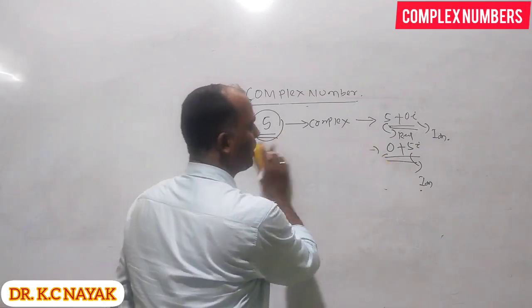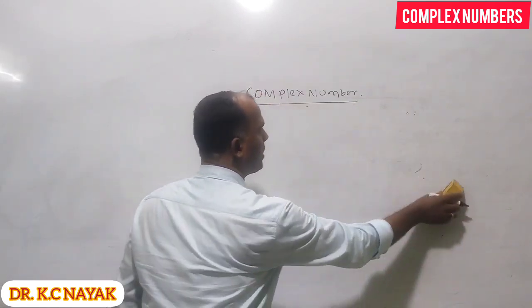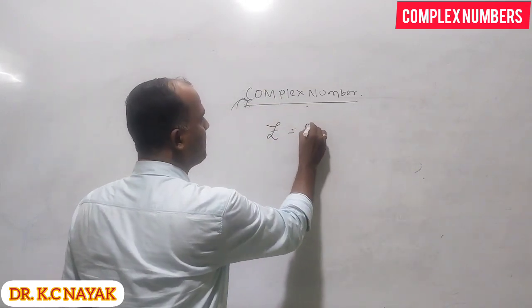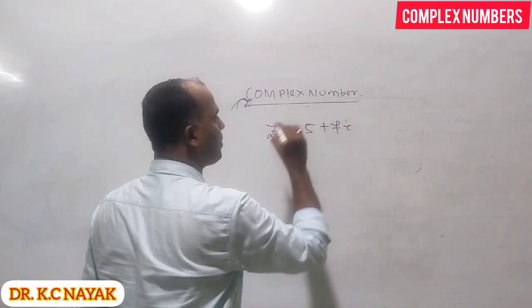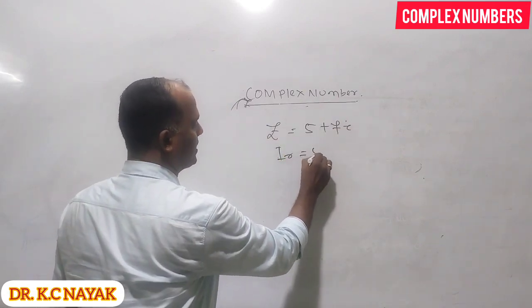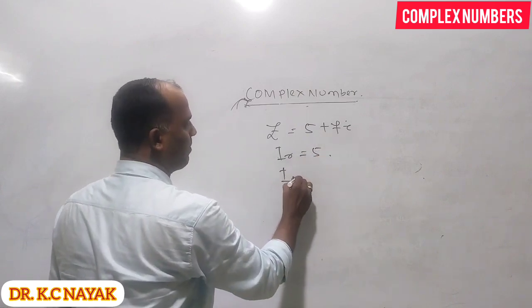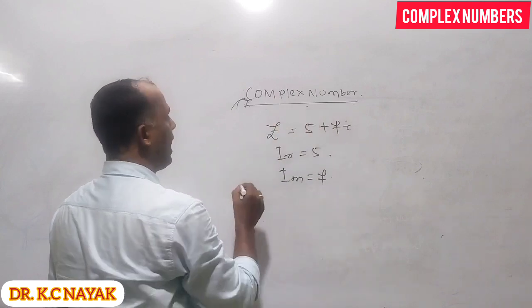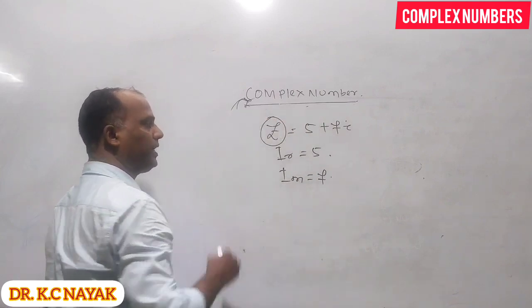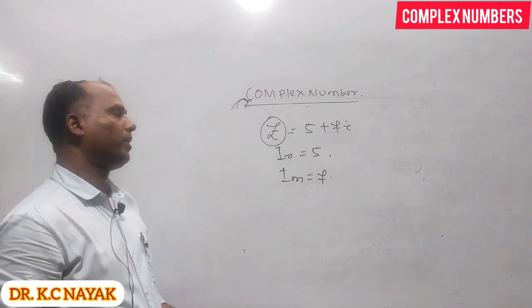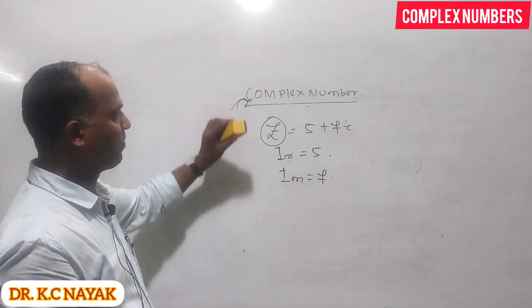That means, if we represent a complex number, normally, Z is equal to 5 plus 7i. Here the real part is equal to 5 and the imaginary part is equal to 7, because it has i. And the set which is represented is Z, that is the complex number set.